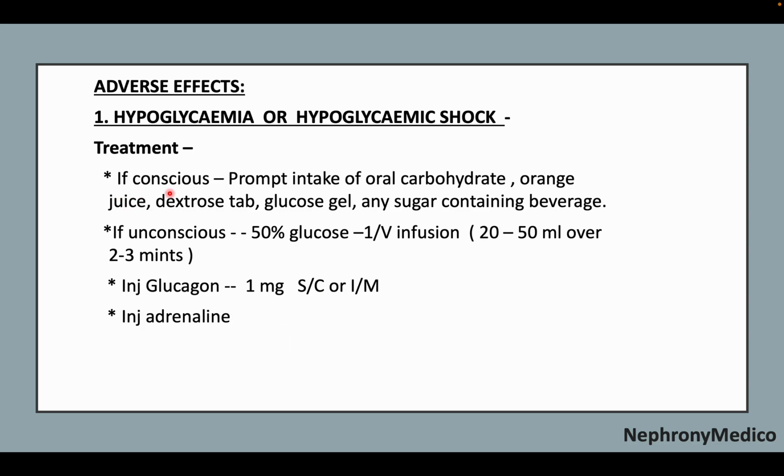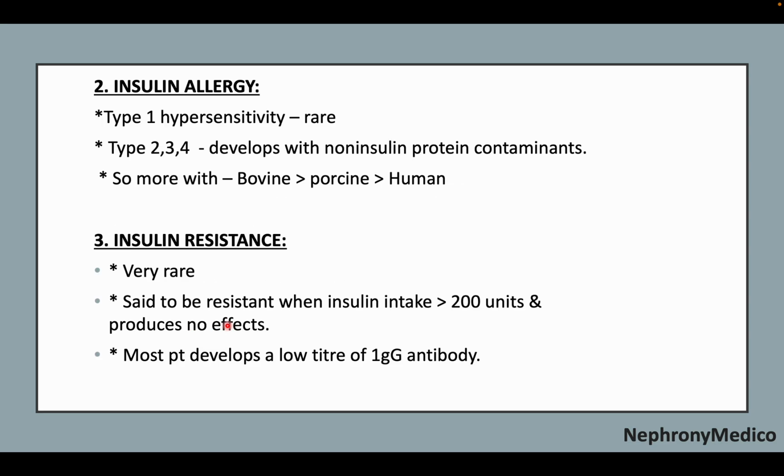The treatment is, if the patient is conscious, prompt intake of oral carbohydrate, oral juice, dextrose tablets, glucose gel, or any sugar-containing beverage. If unconscious, 50% glucose IV infusion should be given over 2 to 3 minutes, and injection glucagon 1 mg subcutaneous or intramuscular should be given, and injection adrenaline should be given.